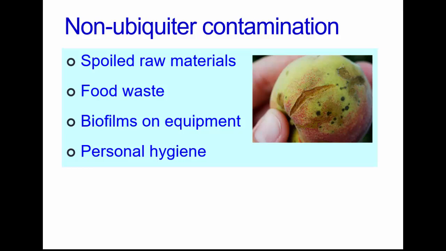If food is damaged in some way, this allows microbes to access the deep tissue, increasing the amount of contamination. If food waste is not segregated from ingredients in use, this again can often lead to contamination.